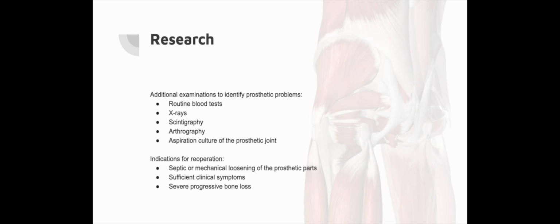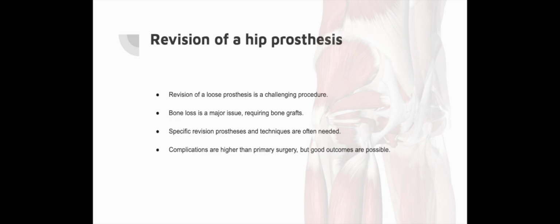Aspiration cultures of the prosthetic joints performed under sterile precautions can further confirm the diagnosis of infection. A hip puncture may also be combined with arthrography of the joint, which can also reveal less obvious forms of loosening. A diagnosis can usually be made after these examinations, and it can be determined whether reoperation is necessary. Reoperation is indicated for septic or mechanical loosening of the prosthesis part, along with sufficient clinical symptoms or severe progressive bone loss, with a risk of fracture of the bone around the prosthesis part.